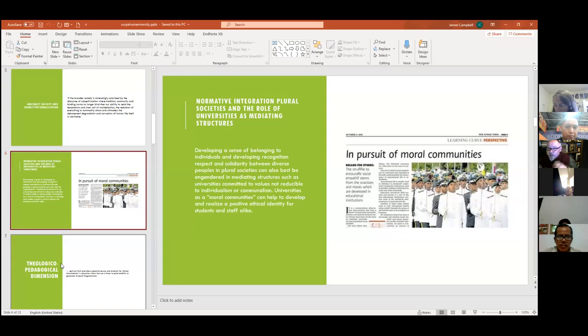And to cut a long story short, the argument that I'd like to put forward is that we have to look at, in terms of higher education, we have to look at universities as mediating institutions, right? So they mediate between the state and the family, between businesses.